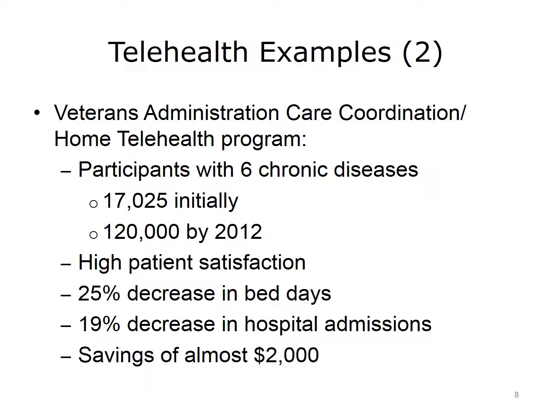Another example is what is being done at the VA. The Veterans Administration Care Coordination Home Telehealth Program initially covered 17,025 participants across 6 chronic diseases, among them diabetes and depression. This program continues to grow, with almost 120,000 veterans participating by 2012. There was high patient satisfaction reported, and a 25% decrease of bed days of care, and a 19% decrease of hospital admissions versus the usual care. There was also a savings of almost $2,000 per patient.